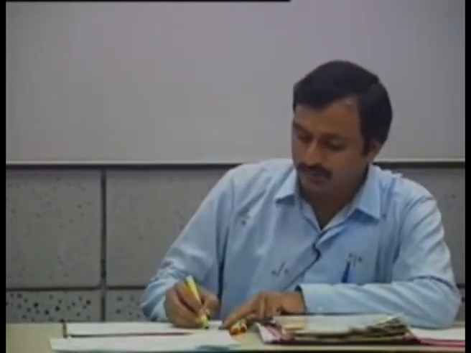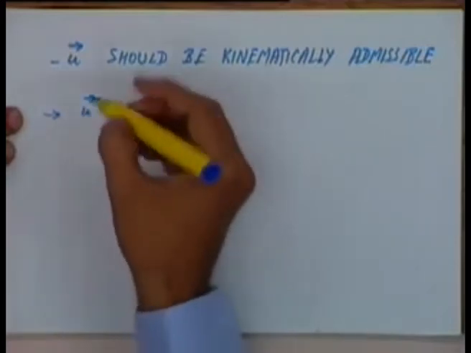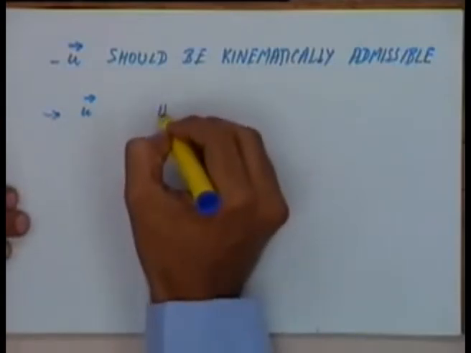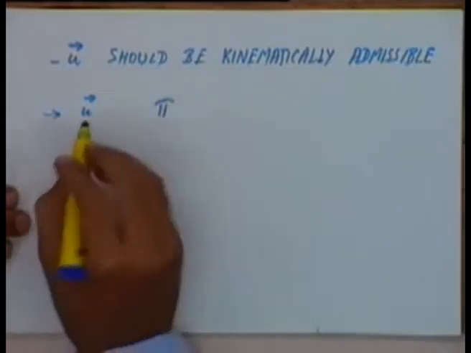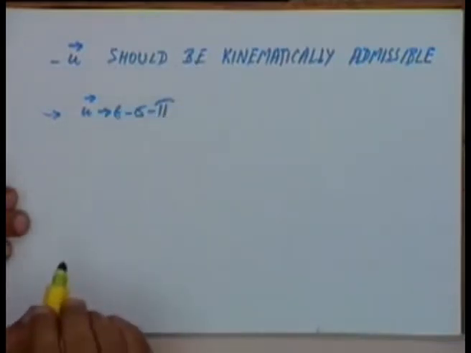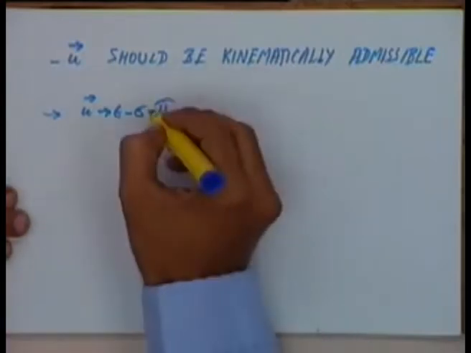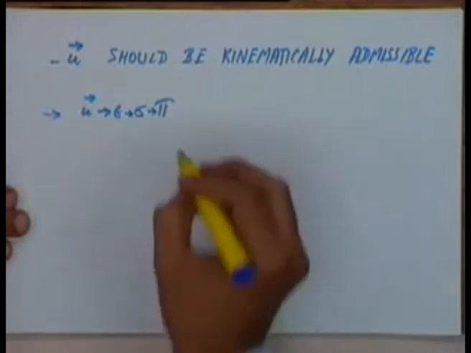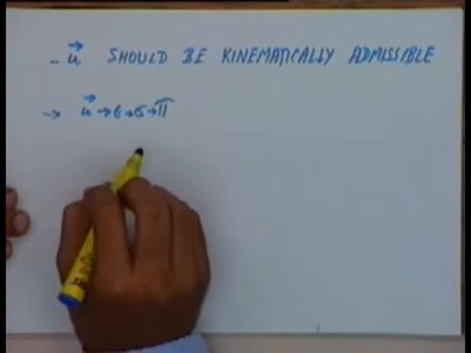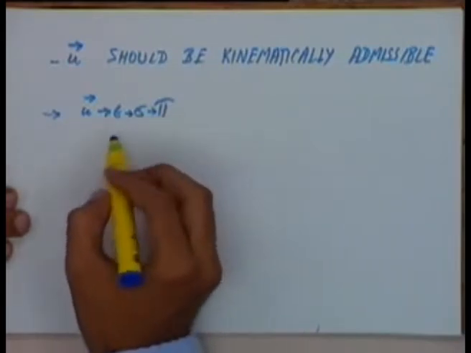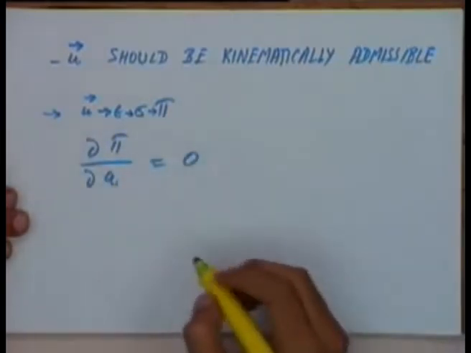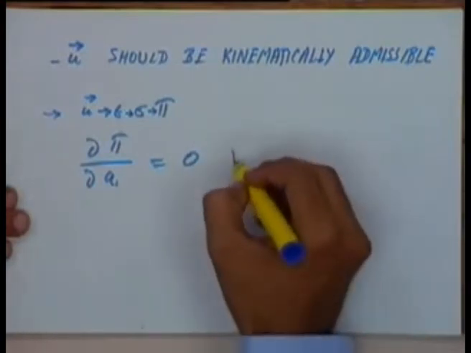Now, once I have assumed u as a function of the phi's, then I can compute my potential energy, because from u I will get epsilon and I will get sigma, and then I can compute the potential energy. Once I know the expression for the potential energy, then we will make use of the fact that under equilibrium the potential energy should be a minimum, which means that del pi by del ai should be equal to 0 for all ai.